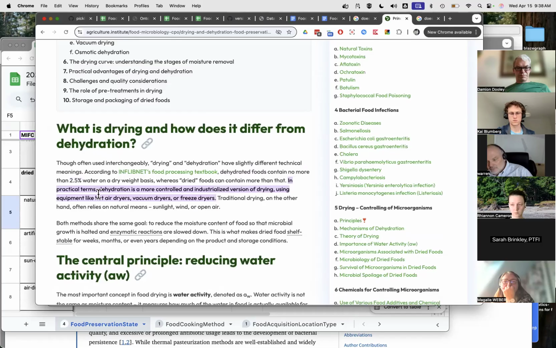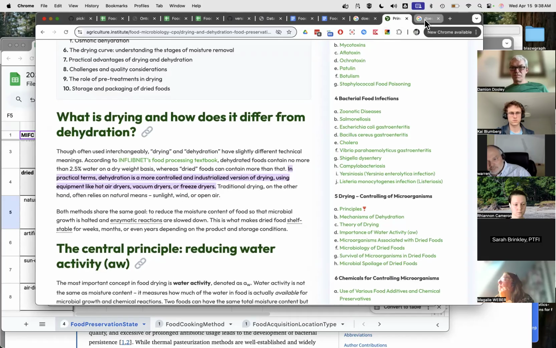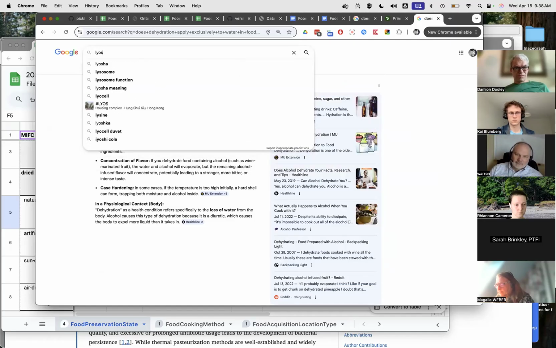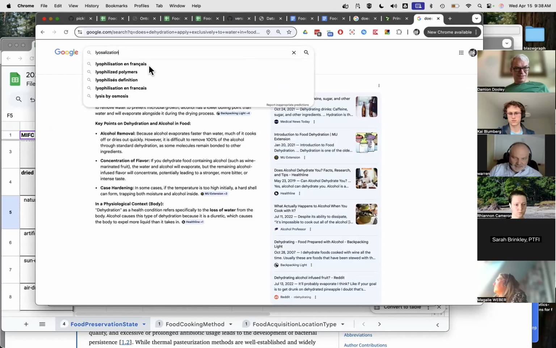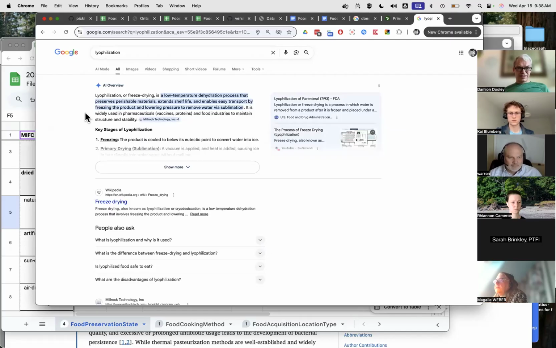There's lyophilized, I guess, as well, which would be super dried. Lyophilization is a process of sublimation, from freezing to gaseous water. Is that freeze dried? Lyophilization is freeze dried. Oh, is that another name for freeze dried? Yes, it's the same. Or freeze drying. Okay, great.